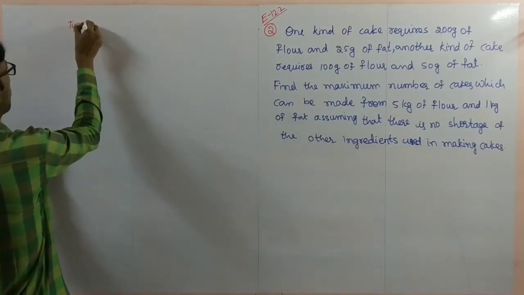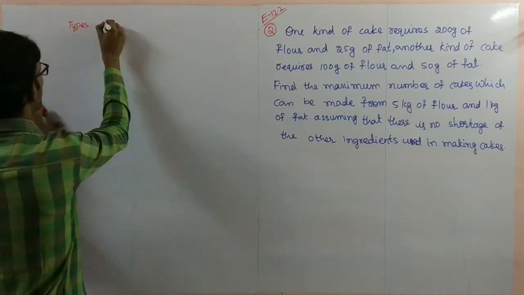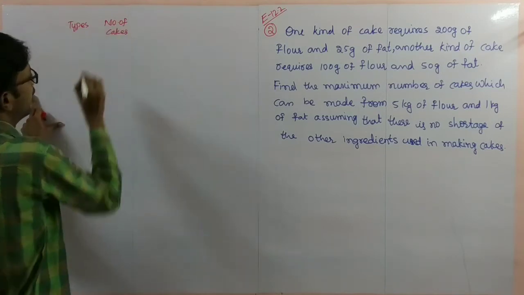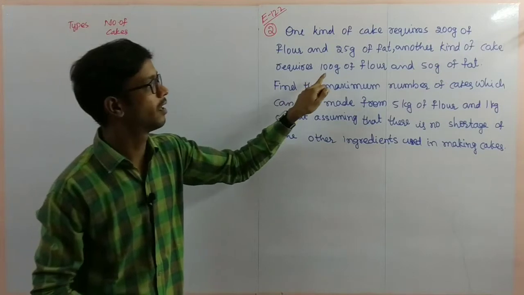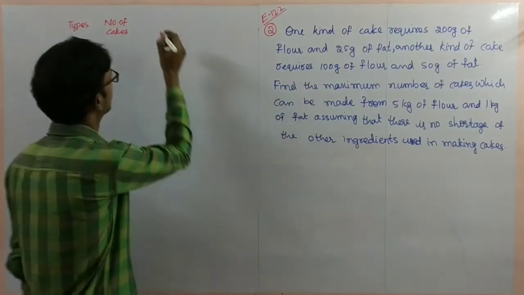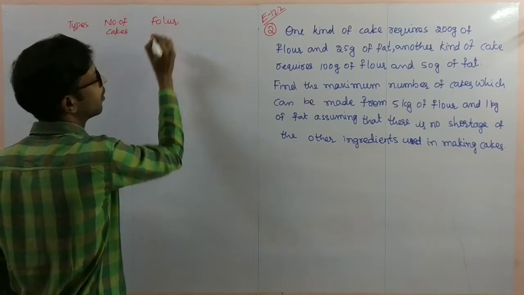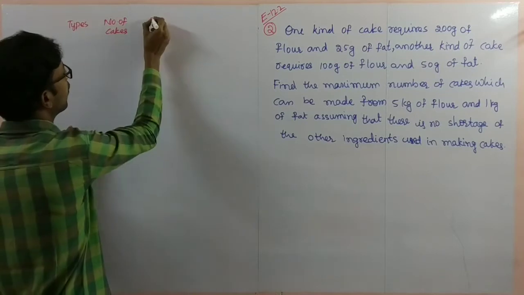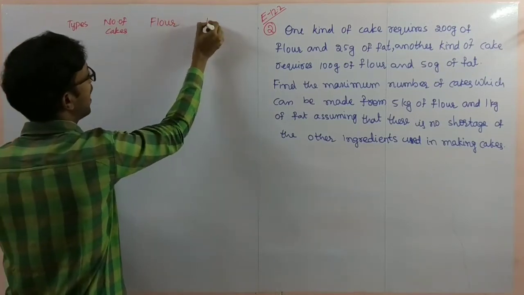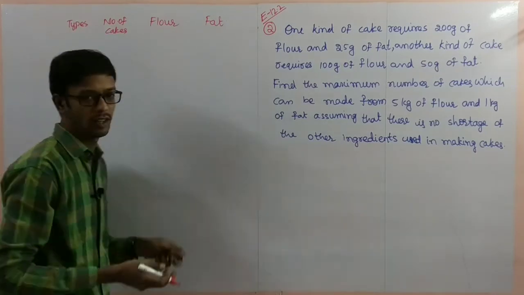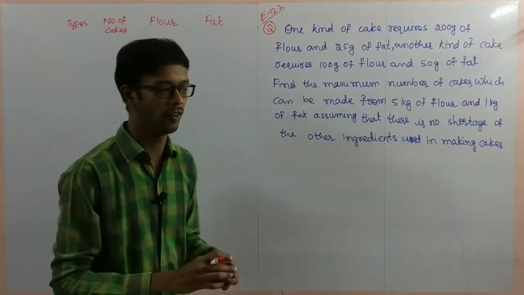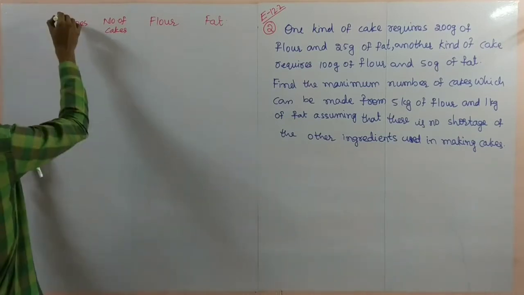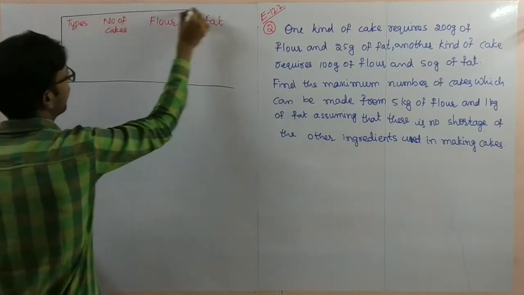Types, number of items are here. Cakes I am writing, number of cakes. And flour and fat. Here rupees they didn't give and maximum profit also they didn't give. You just have to find the maximum number of cakes here. So for that purpose I'll draw the table first.